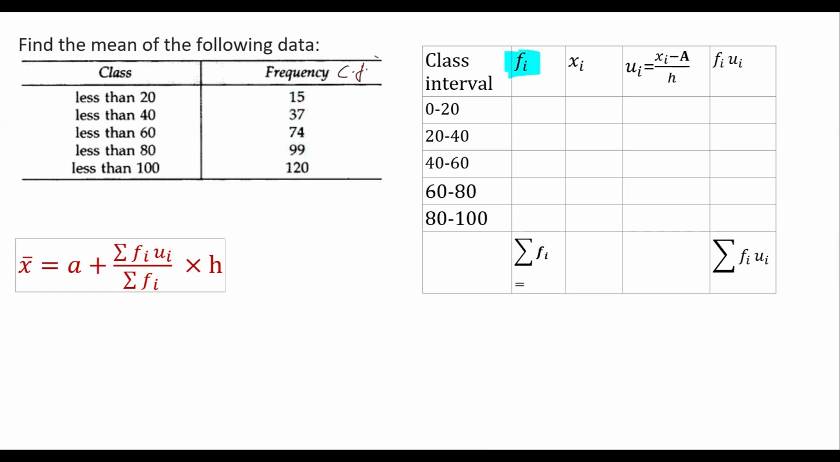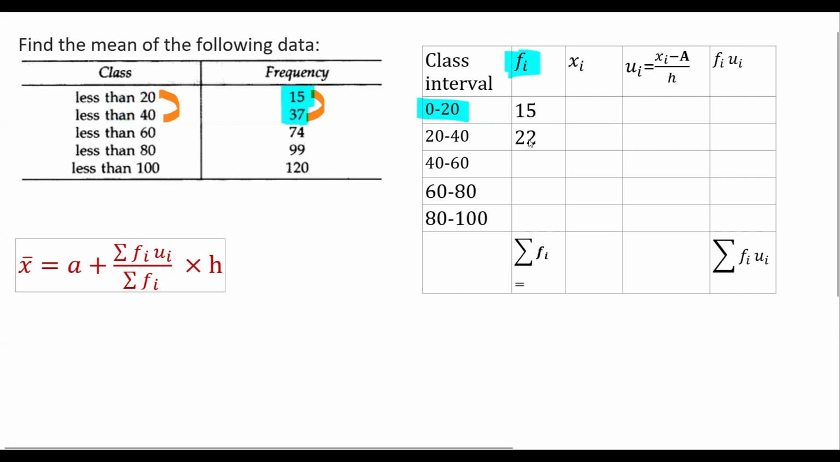This is cumulative frequency. Now, as you can see from here that less than 20, there are 15. So between 0 to 20 has to be 15. Now less than 40, there are 37, and less than 20 there are 15 people. Then the people who belong from 20 to 40 has to be the difference of these two. So 37 minus 15 comes out to be 22.